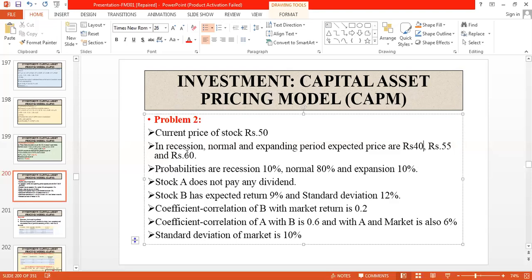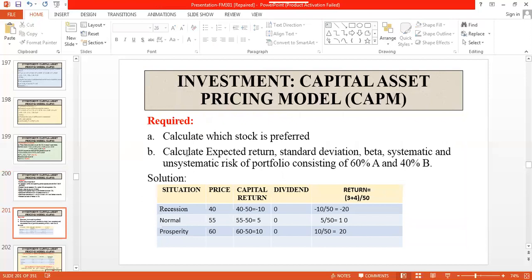Now, coefficient correlation of B with market return is 0.2, and coefficient correlation of security A and B is 0.6, and with A and market is also 0.6. Standard deviation of the market is 10%. On the basis of that, what you have to do? You have to just calculate which stock is preferred.